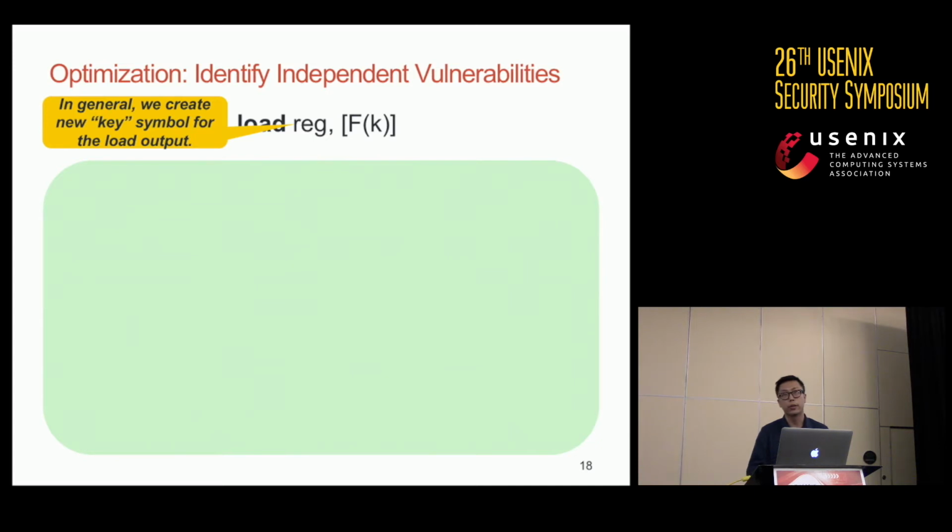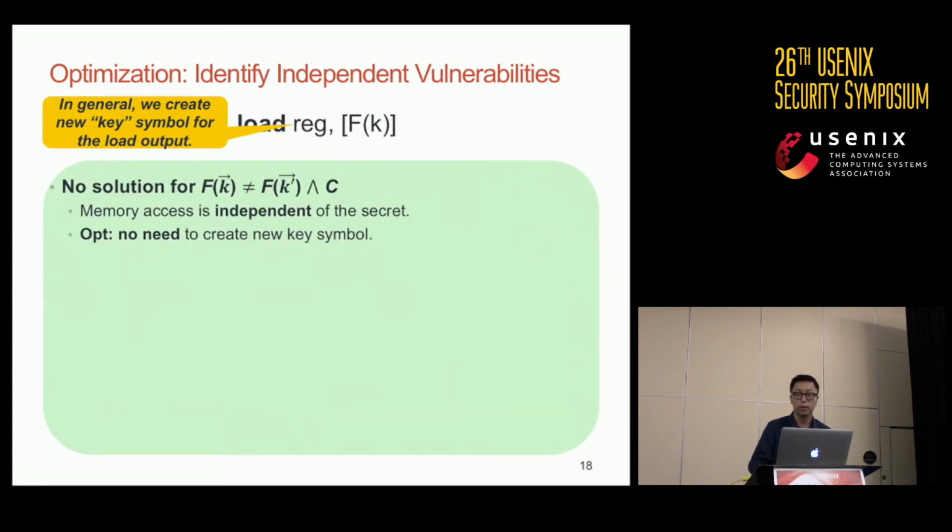So essentially, there are three situations here. The first one is that there's no solution for this constraint: fk does not equal fk prime. So it means that the memory access is independent of the program secret. Please note that this is memory access, not the cache line access. In other words, no matter what the program secret is, at this memory access point, it will always hit the same memory location. So naturally, there's no need to create a new key symbol, since there's no secret dependency and secret information flow here.